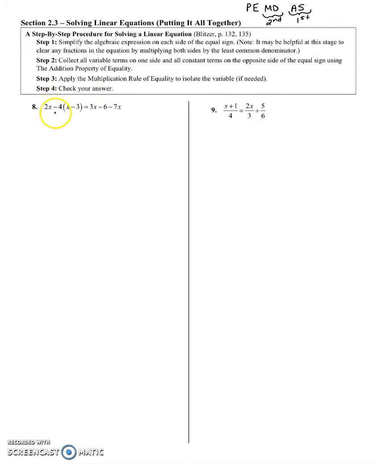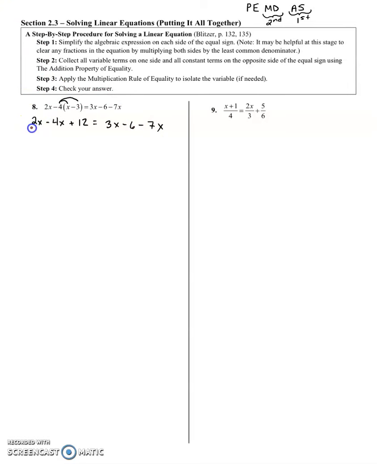So let's look at number 8. Well, first thing you notice is we need to distribute this negative 4. So let's go ahead and do that. We have 2x minus 4x. Negative 4 times a negative 3 means we have plus 12. And that equals 3x minus 6 minus 7x.